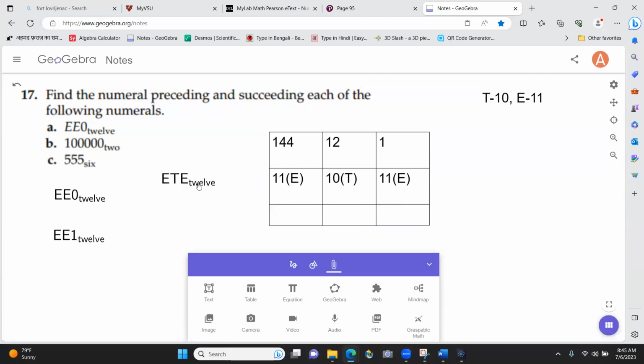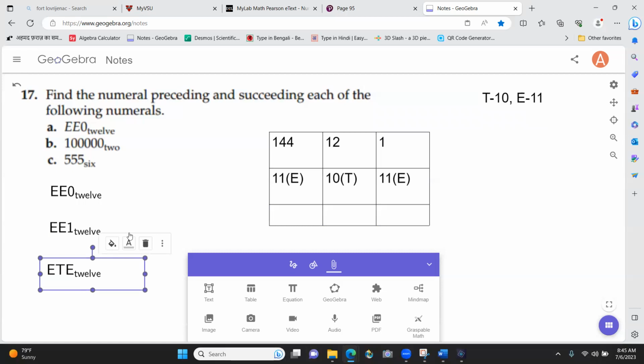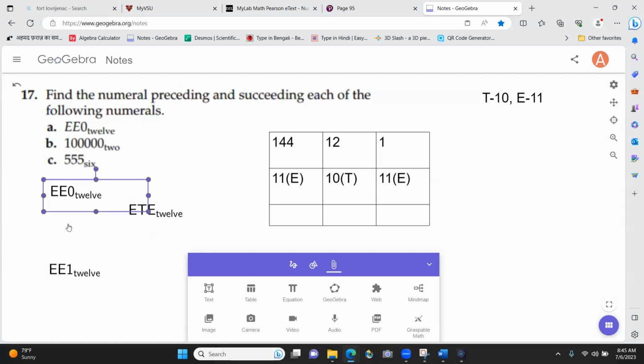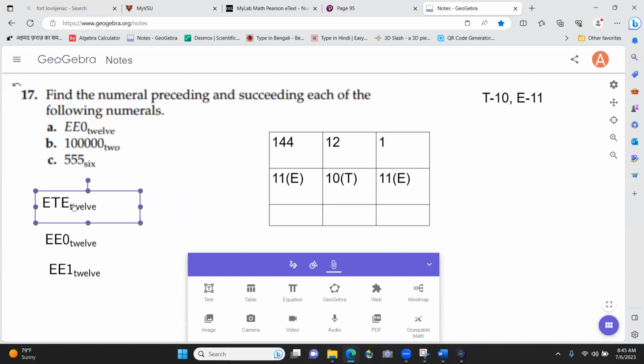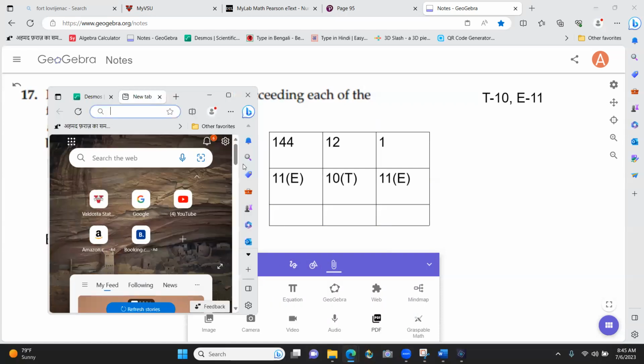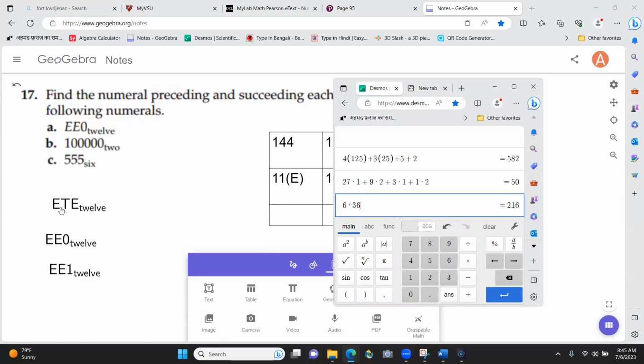Okay. All right. Now, I am going to get all of them in base 10, and I'm going to show you that these are consecutive numbers, okay? This is the preceding, and this is the succeeding, okay? I'm going to use my calculator. All right, guys, so this is in base 12. So this will be 11. E stands for 11.